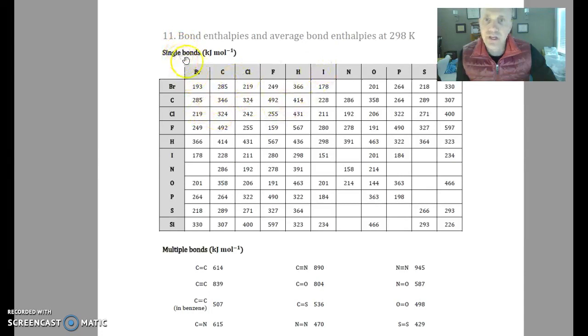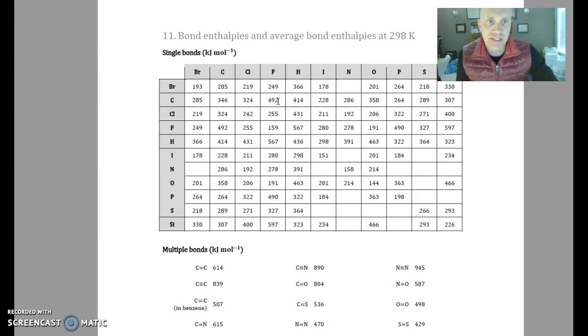So what this would show you, all right, so this table right here would be for all single bonds. So if we wanted to break, say for example, a carbon-fluorine single bond, all right, that would be 255 kilojoules per mole. All right, if we wanted to break a carbon-fluorine chemical single bond, that would be 492 kilojoules per mole.